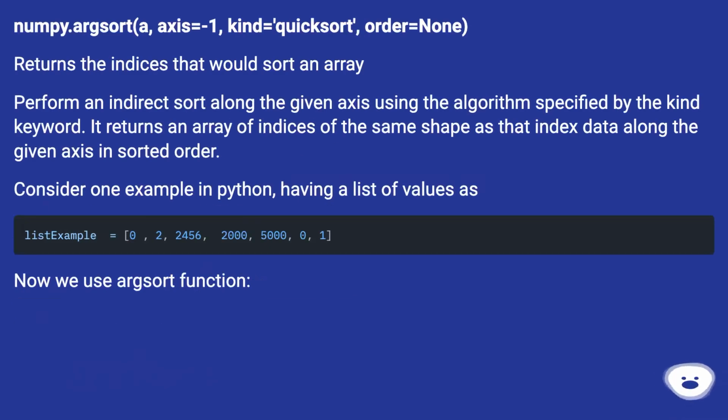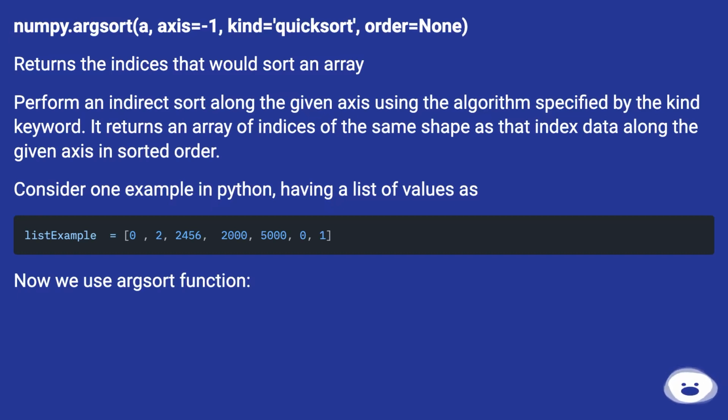numpy.argsort(a, axis=-1, kind='quicksort', order=None). Returns the indices that would sort an array. Perform an indirect sort along the given axis using the algorithm specified by the kind keyword. It returns an array of indices of the same shape as the index data along the given axis in sorted order. Consider one example in Python, having a list of values as.